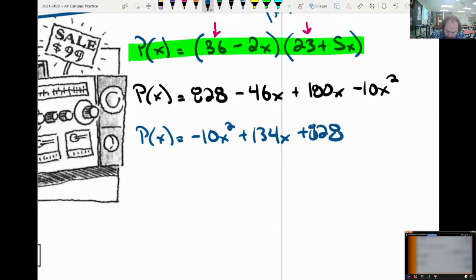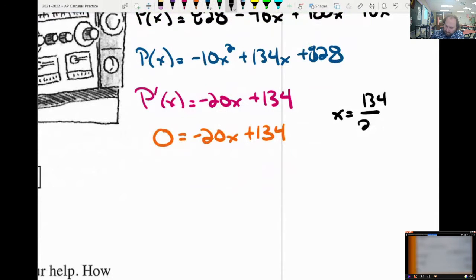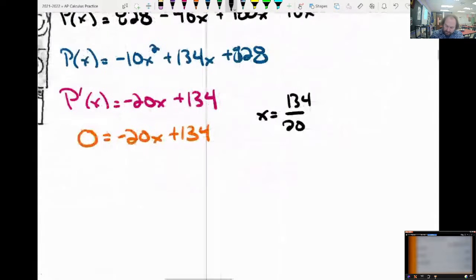And what we're going to do here is find the derivative of this, P prime of x, which is just negative 20x plus 134. And since this is a pretty easy quadratic, what we're looking for is when this equals 0. The quadratic has a derivative that is a linear function, and the linear function only has one zero. That's going to happen whenever 134 divided by 20 happens, and that's going to be 6.7.